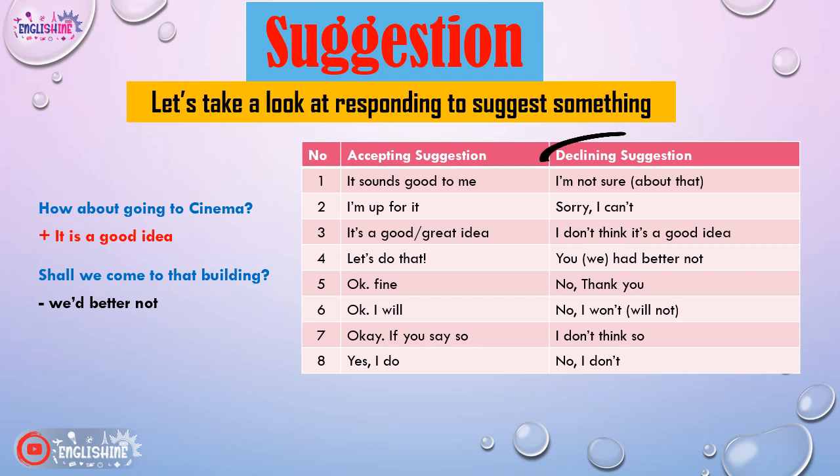And for declining a suggestion, there are, first, I'm not sure about that. Second, sorry, I can't. Third, I don't think it's a good idea. Fourth, you had better not. Fifth, no, thank you. Sixth, no, I won't. Seventh, I don't think so. Eighth, no, I don't.